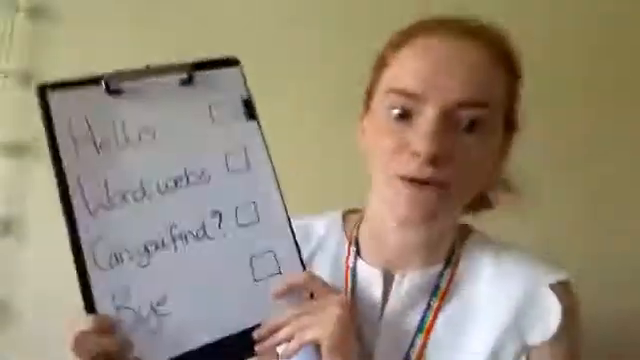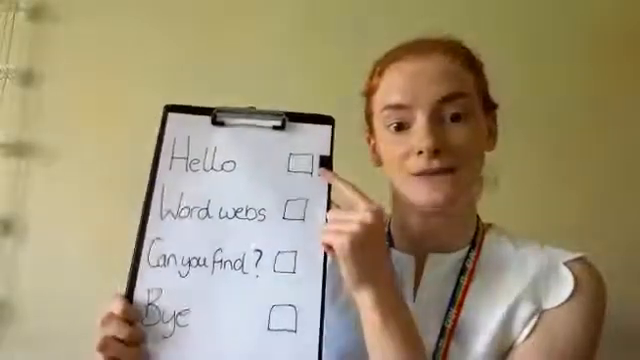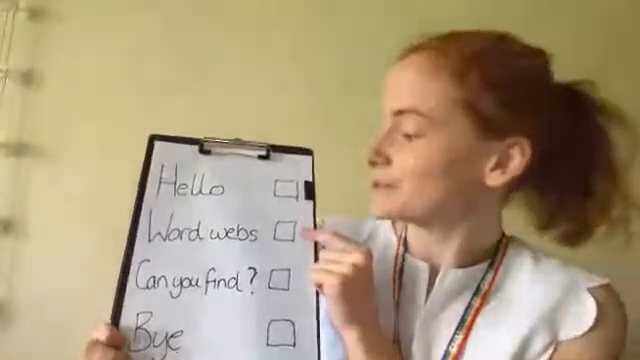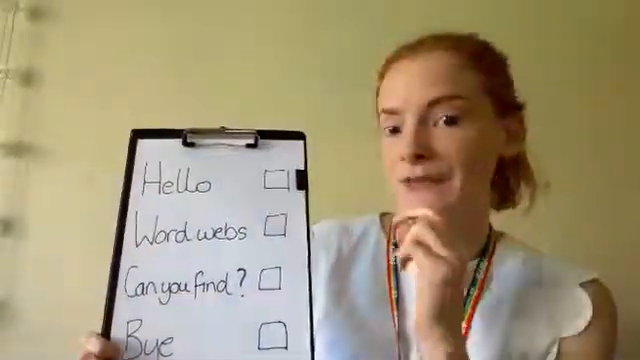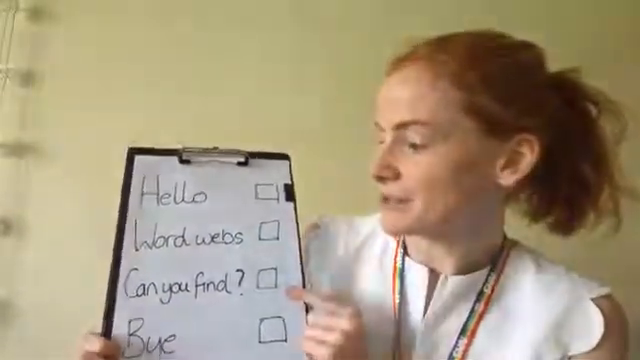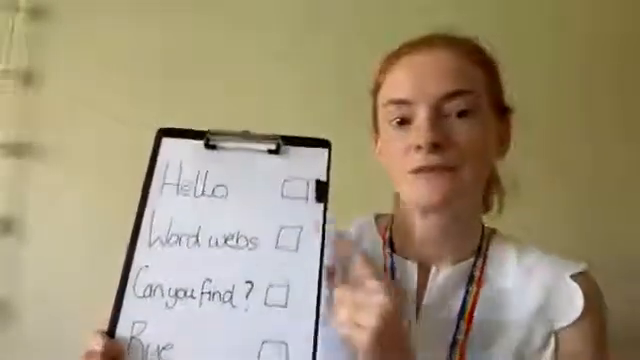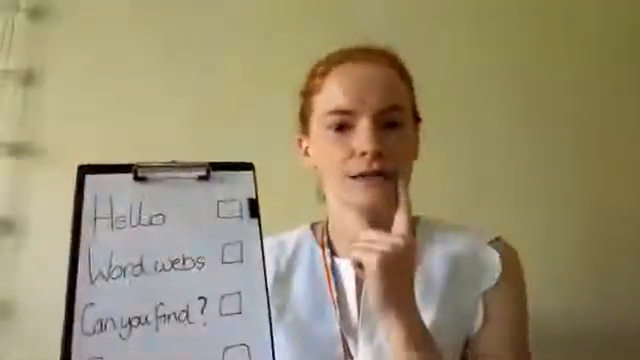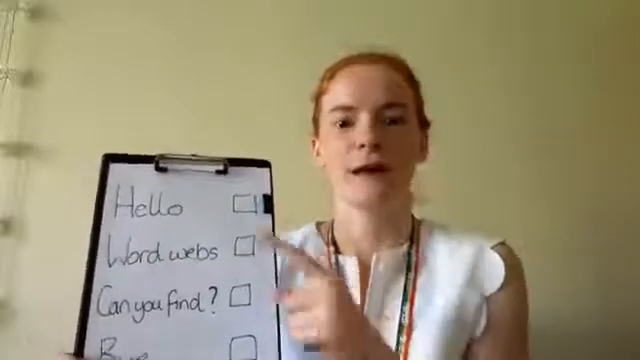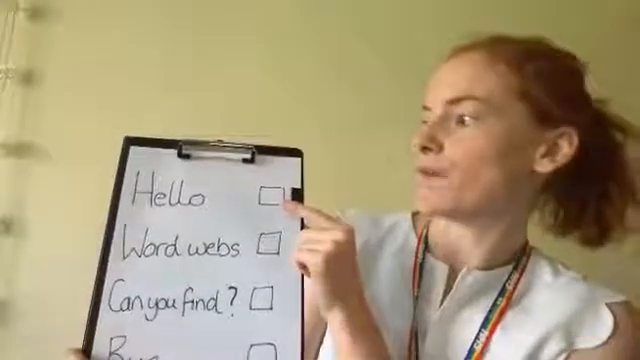Here is our visual timetable. We're going to say hello. Then we're going to do word webs. We're going to do two word webs. Then we're going to do a Can You Find game, and then we're going to say goodbye. With the two word webs, the first one is a slightly easier word to get us practicing a word web, and then the second word is going to be a bit harder. So let's do the first one.